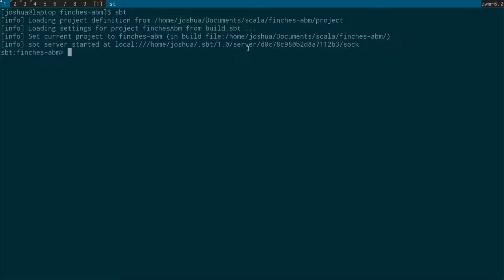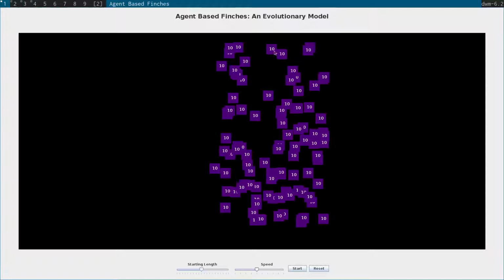Alright, welcome to my agent-based simulation of finch evolution in the Galapagos Islands. Let's get started. So in the GUI, which I implemented using Scala and the Swing bindings, each of the finches is represented by a square, and the number inside of the square represents the length of the finch's beak.